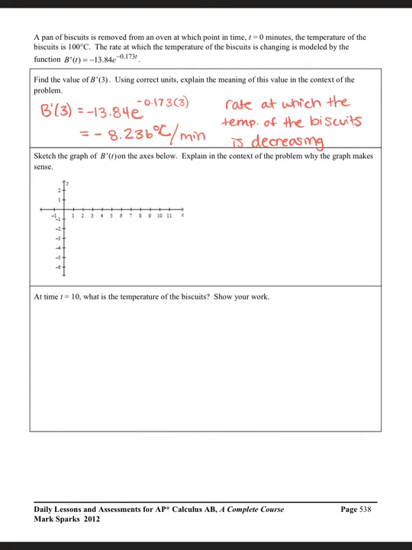Sketch a graph of b prime of t on the axis below. Explain in the context of the problem why the graph makes sense. So if you graph b prime of t, you should get a function that looks something like this. Okay? So this is the derivative of b. It is always negative. Well, if the derivative is negative, that means that the original function is decreasing. So since b prime of t is less than 0 always, the temperature is always decreasing.